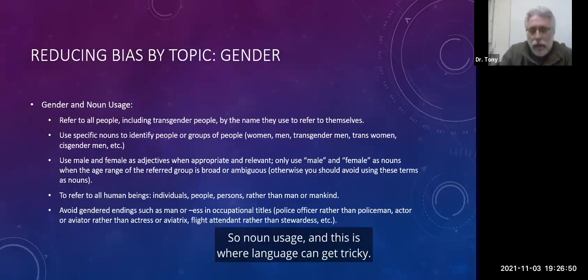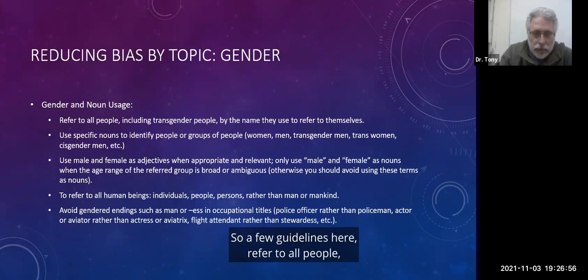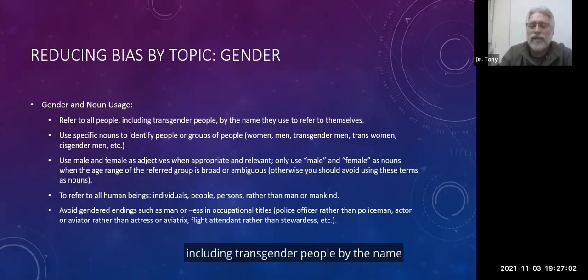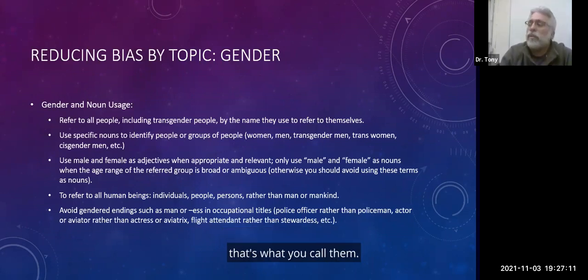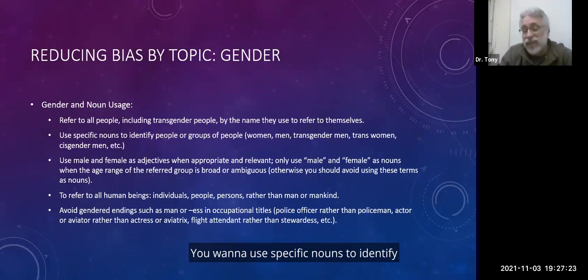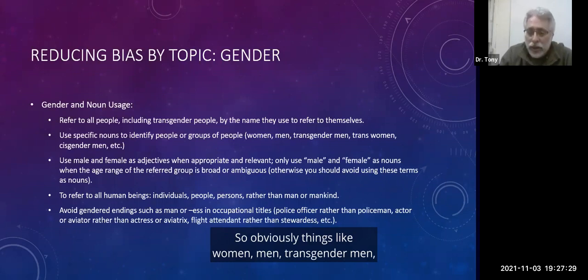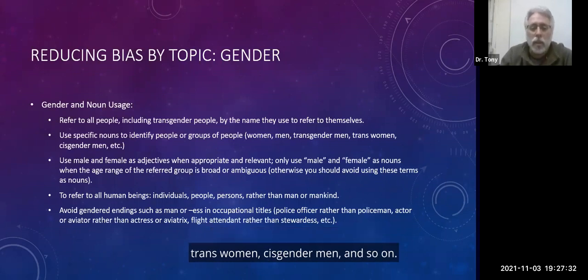So, noun usage. This is where language can get tricky. A few guidelines here. Refer to all people, including transgender people, by the name they use to refer to themselves. If the person refers to themselves as transgender, that's what you call them. If they refer to themselves as non-binary, that's what you call them. To the extent that it's possible, we want to make sure that we know how people refer to themselves. You want to use specific nouns to identify people or groups of people, so obviously things like women, men, transgender men, trans women, cisgender men, and so on.